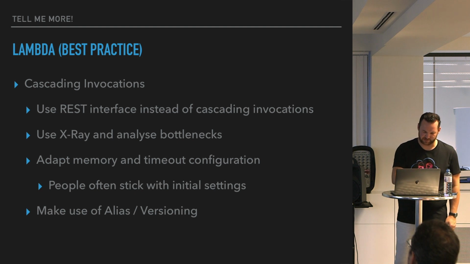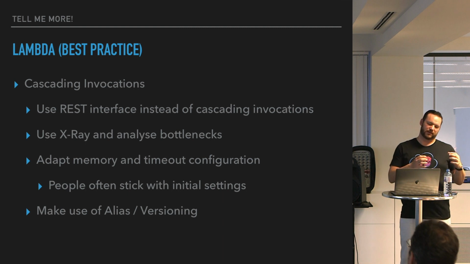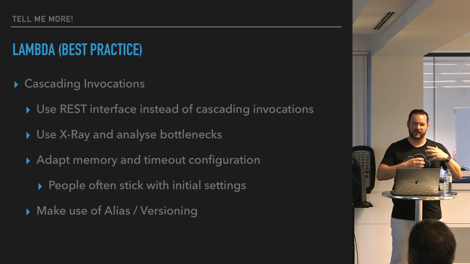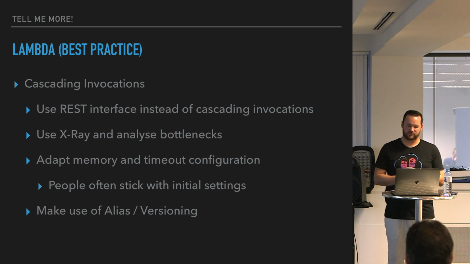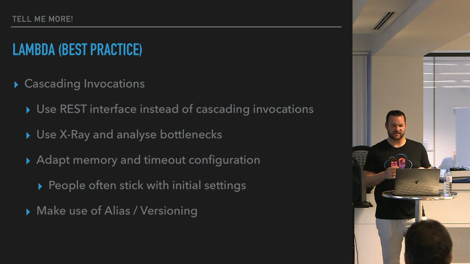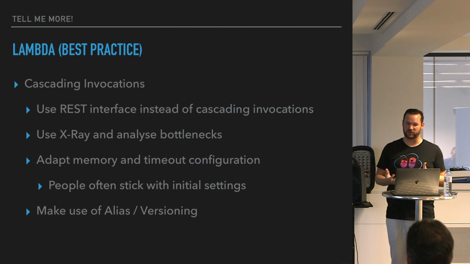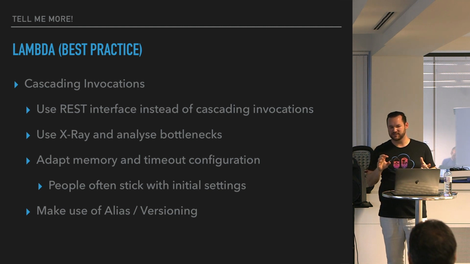So the best practice for Lambda: there might be some situations in which you want to call another Lambda function from a Lambda function. In this case, I would prefer to use a REST interface for that, because if you have cascading invocations, you rely on very vendor-specific interfaces. So you have to know how to invoke another Lambda function. And in this case, you easily create dependencies between different Lambda functions and different code segments.